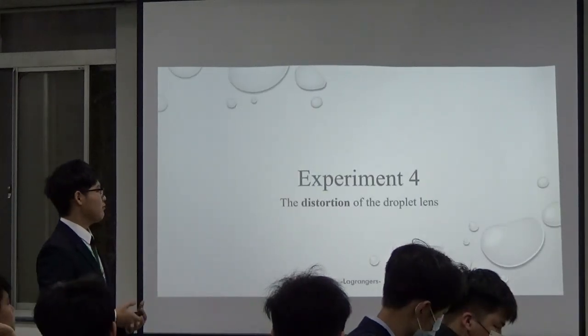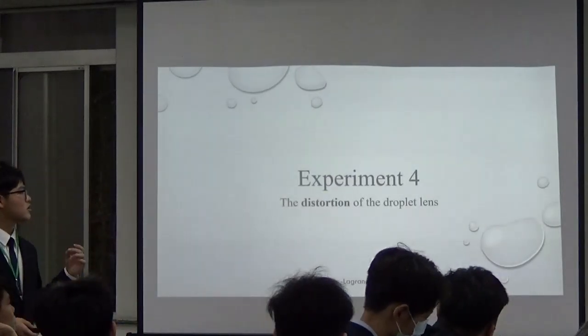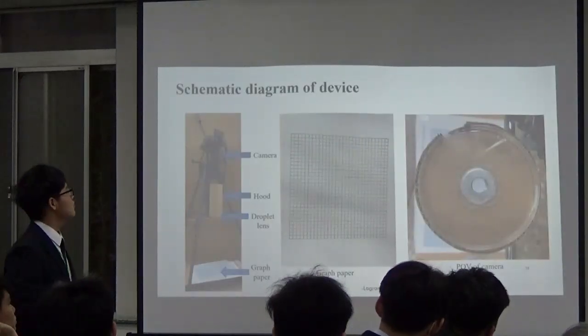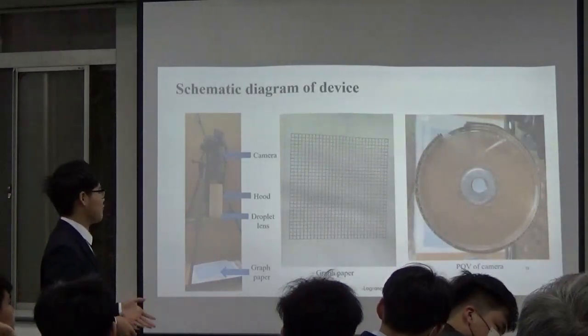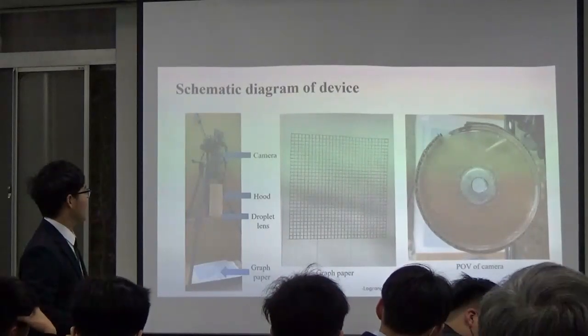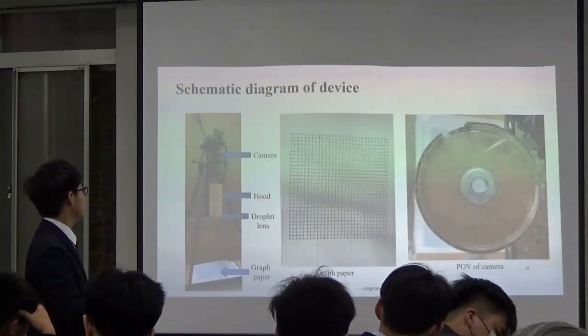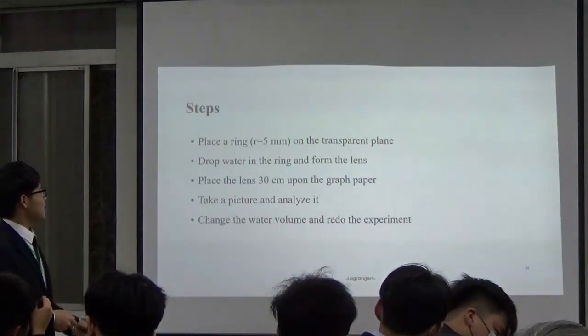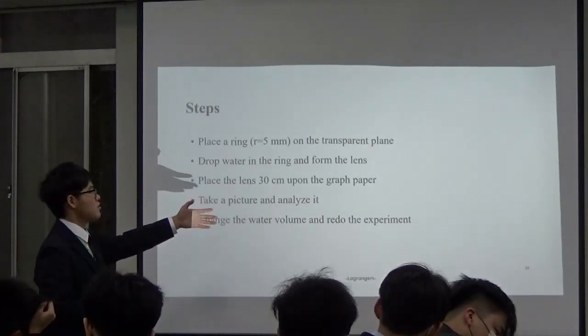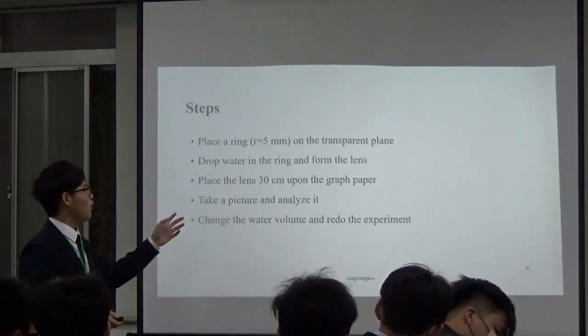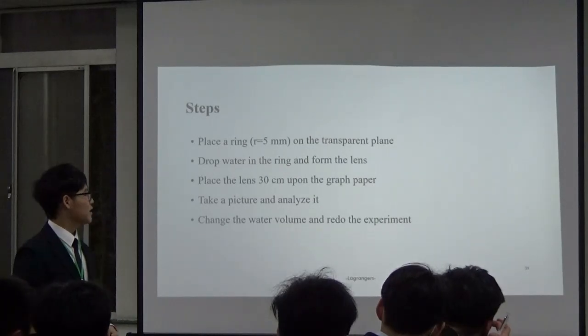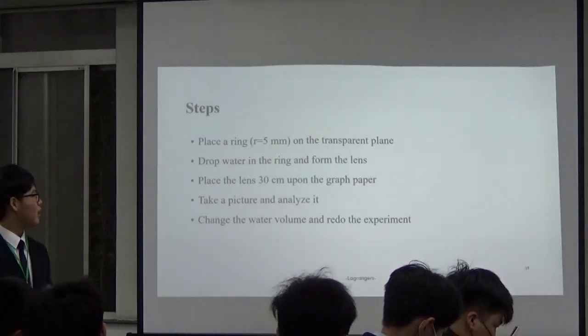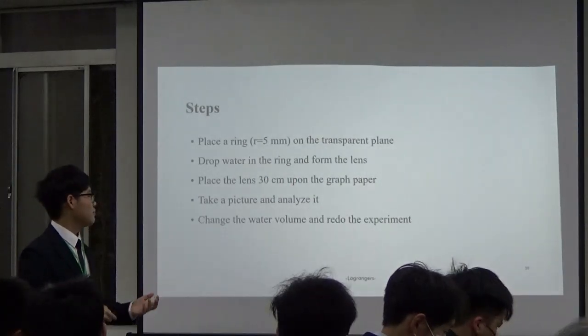So in experiment 4, we now want to measure the distortion of the droplet lens. This is a schematic diagram of our device, and we use a camera again. We place the ring, this time only 5 milliliters, on the transparent plane, and we drop water in the ring to form the lens. We place the lens 30 centimeters above the graph paper this time, and take a picture to analyze it.